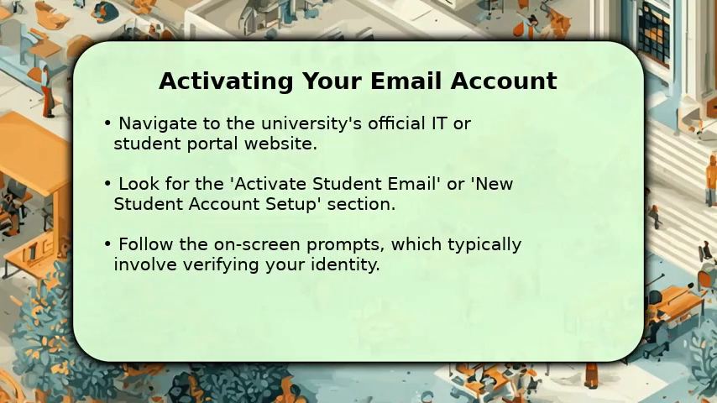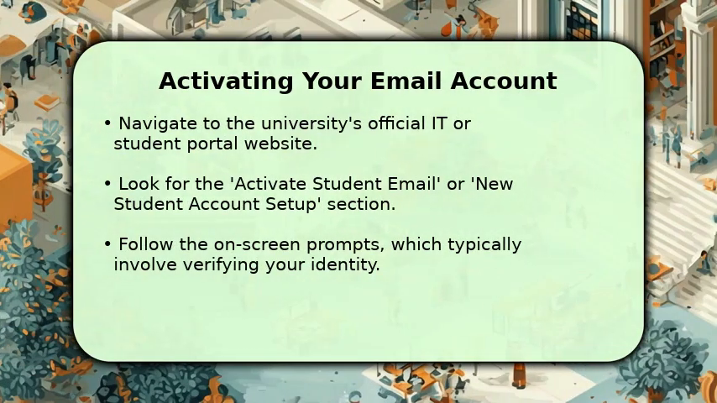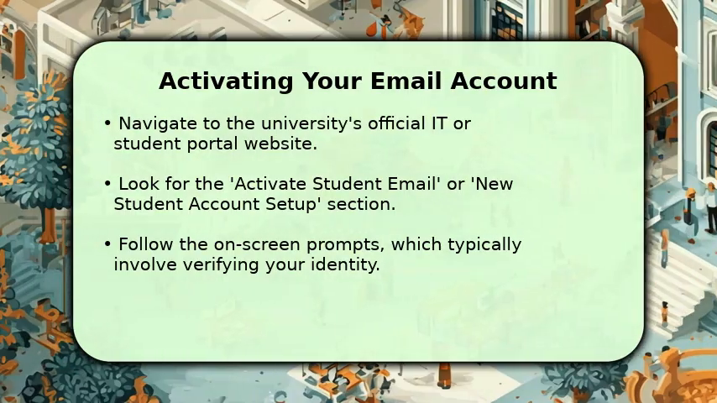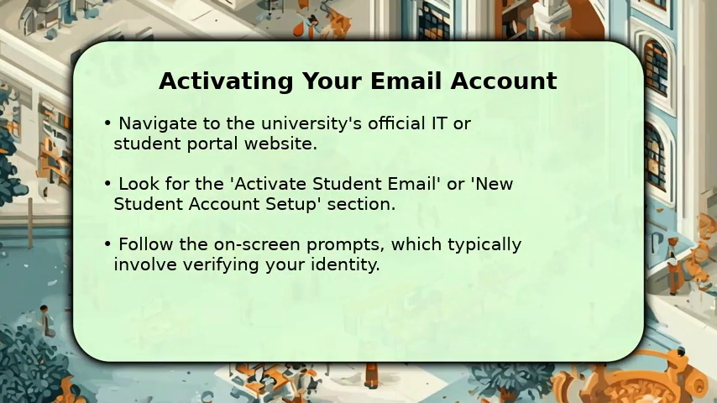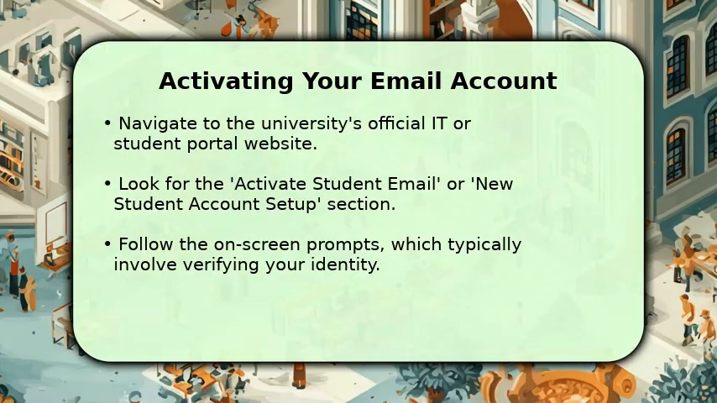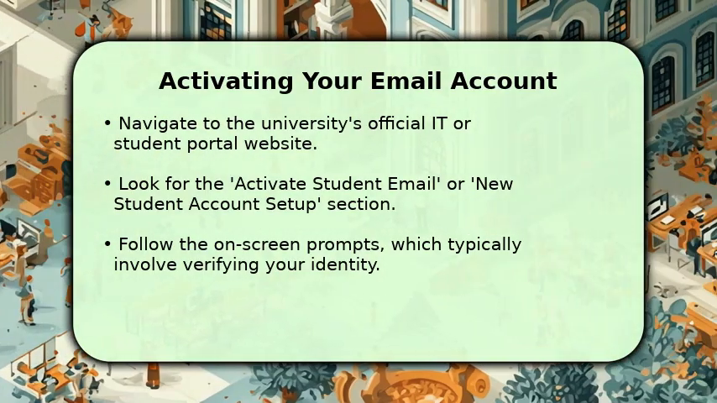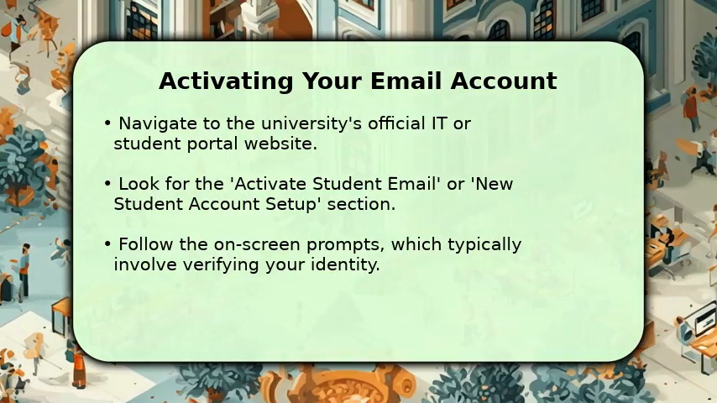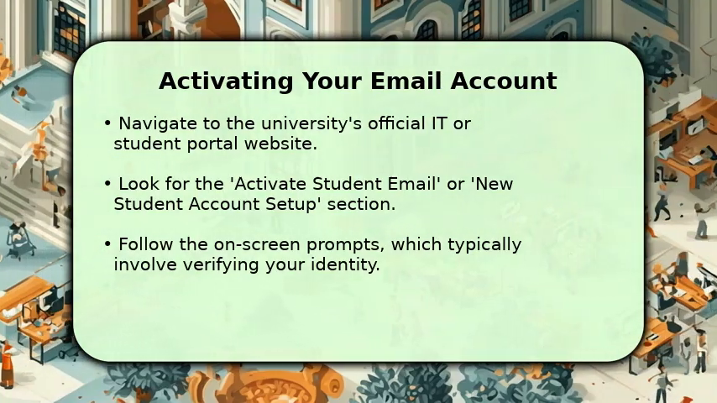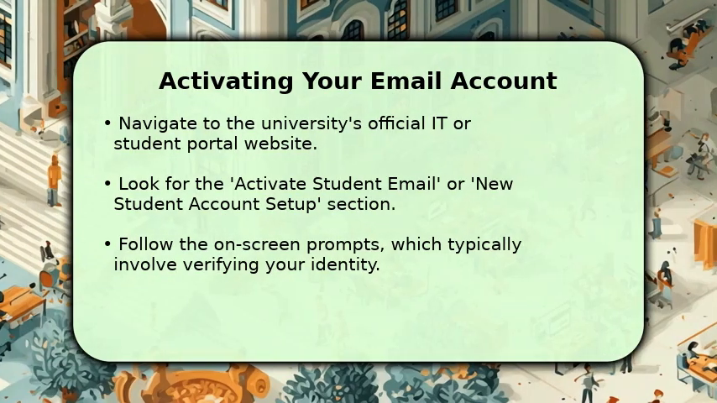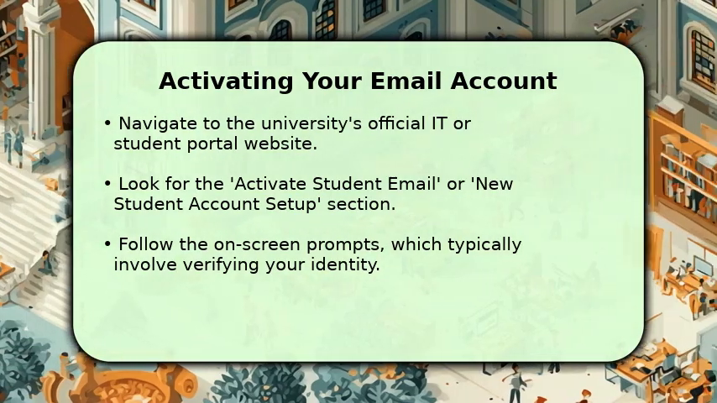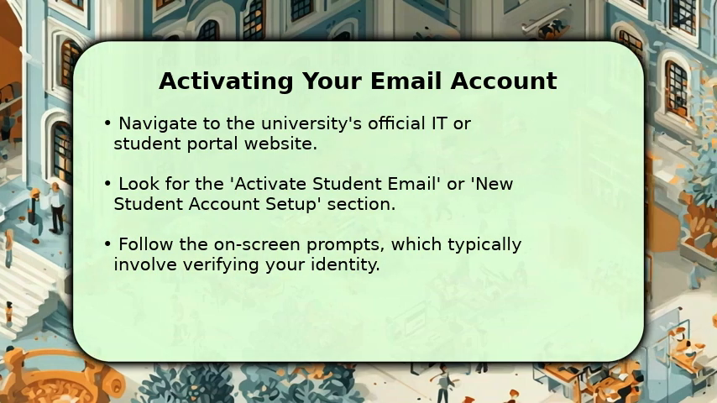Once you are on the correct university portal, specifically look for a button or link labeled Activate Your Student Email or New Account Setup. Click on this link to initiate the activation process. You will then be guided through a series of on-screen prompts, asking for details like your birth date or student ID to verify your identity securely. Carefully follow each step to ensure proper activation.